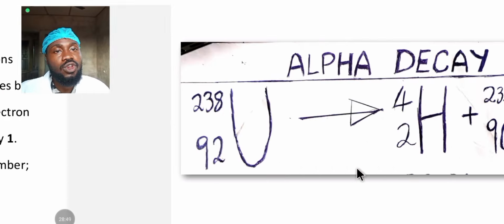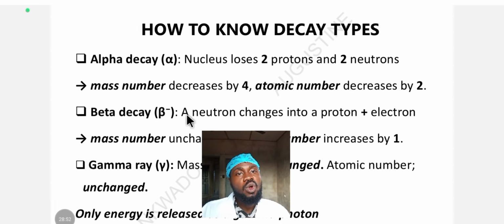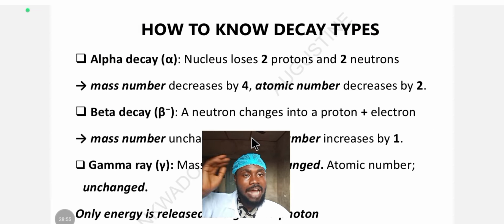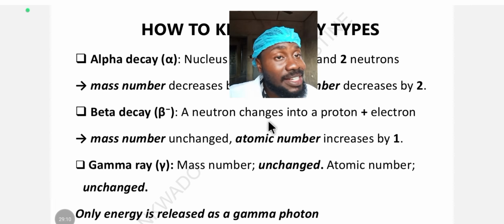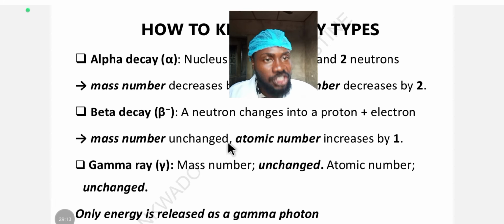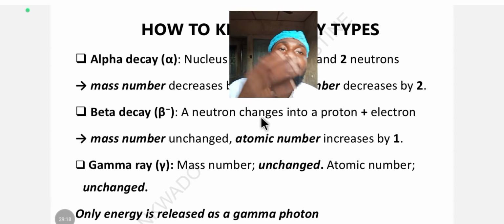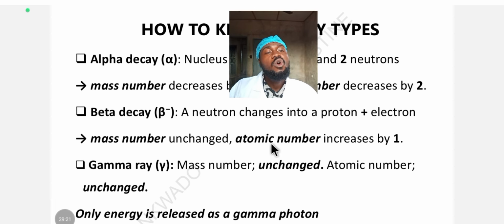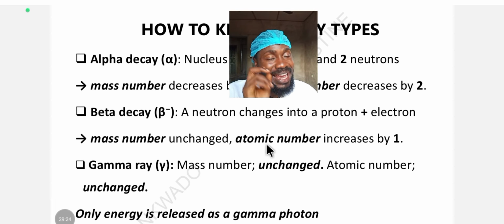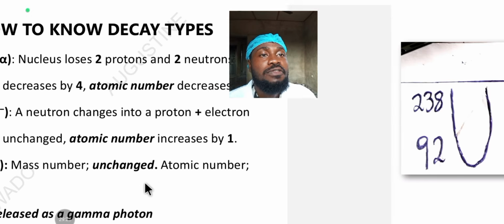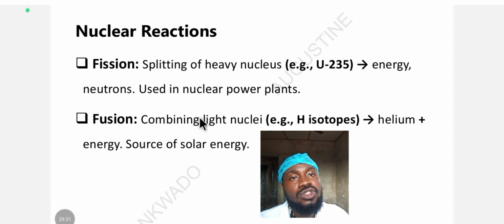Now, let's quickly go and summarize everything. For alpha decay, what happens? Mass number decreases by 4, atomic number decreases by 2. For beta decay, what happens? Mass number remains unchanged, atomic number increases by 1. Therefore, for gamma decay, both mass number and atomic number remain unchanged. Only energy is released in a high quantity as what? Gamma photon.